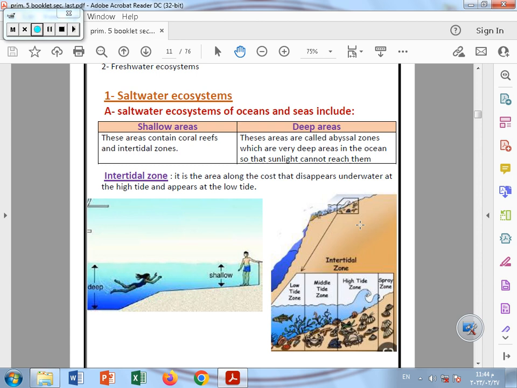Area number two in the seas and oceans: when we go deeply, we can find the deep areas, and these are also called the abyssal zones, which are very deep areas. The sunlight cannot reach these areas, so they are called the deep area, and we cannot find any plants in the deep areas of the ocean and seas because the sunlight cannot reach them.